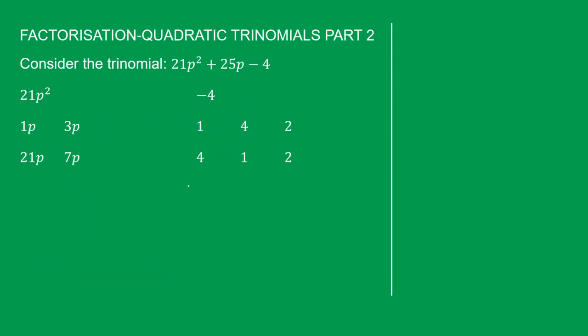The second method is almost similar to the method we use when factorizing quadratic trinomials, where the coefficient of x squared is 1. So what do you do? You multiply your first term and your last term. So in this case, it's going to be 21p squared times negative 4. Then what do you get? Negative 84p squared. Okay. When you're dealing with your factors, you can even start by ignoring the sign. And then you can insert the sign once you have found the correct combination.